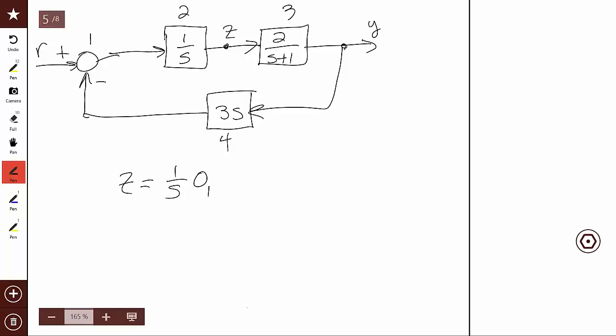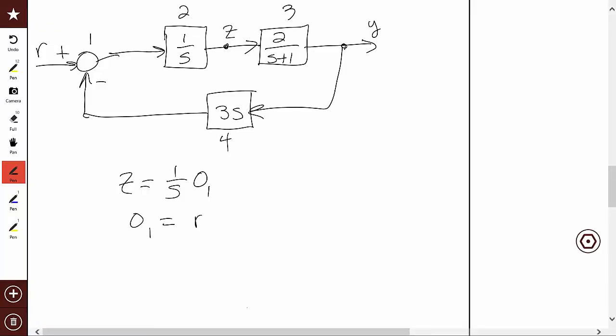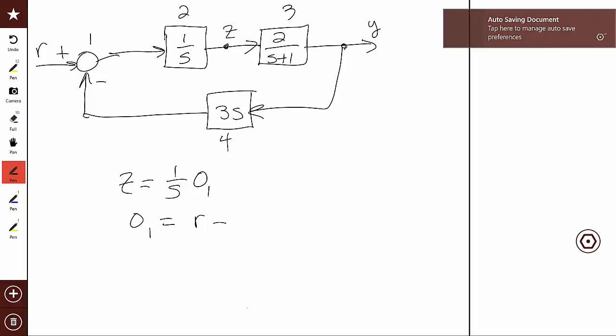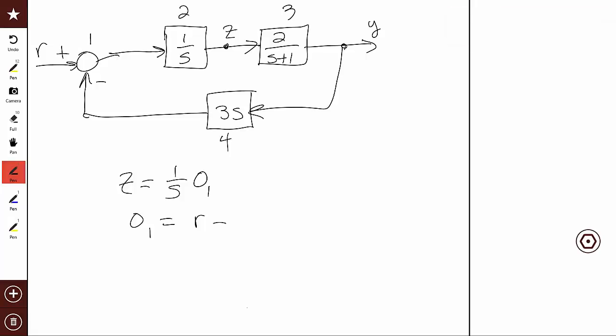Well, what is the output of one? Output of one equals R minus what? 3S times, I can't deal with this. Oh, it's output of four, isn't it? Now you can go back as far as you can keep it straight in your head. Can I keep things straight in my head? No. So I say it's output four.